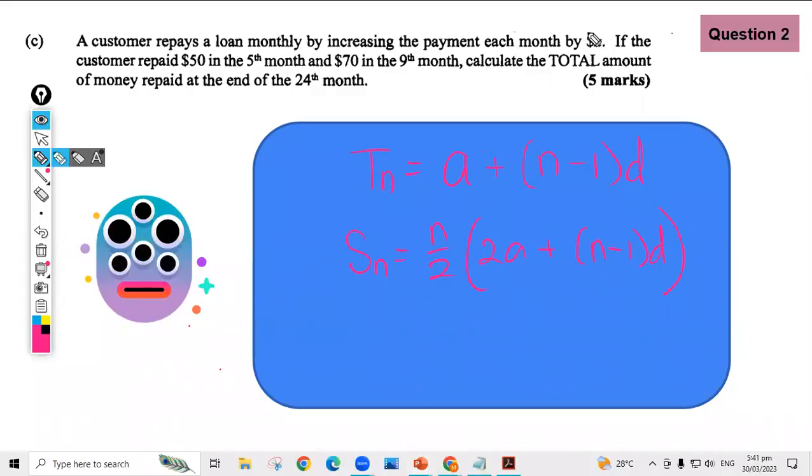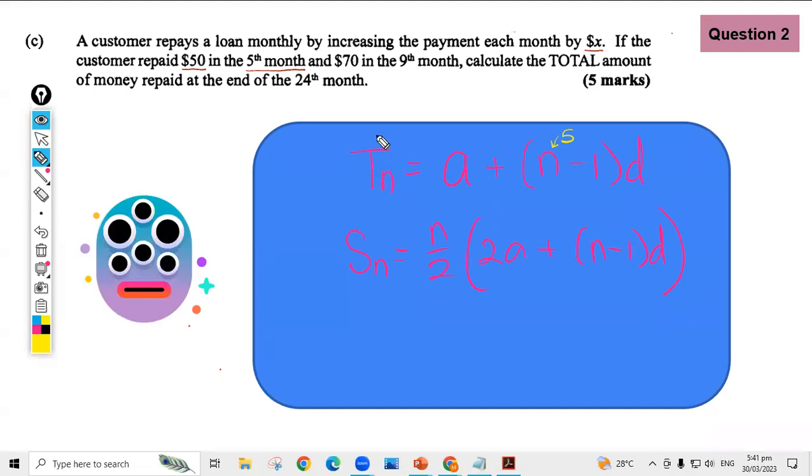So in case you didn't know, the common difference here is going to be X, okay? So in the formula, wherever you see the d, you're going to put X in its place. Also, they said in the 5th month, the person paid $50. So what you can do is make an equation out of that. For the first one, we can replace the n with what? 5.